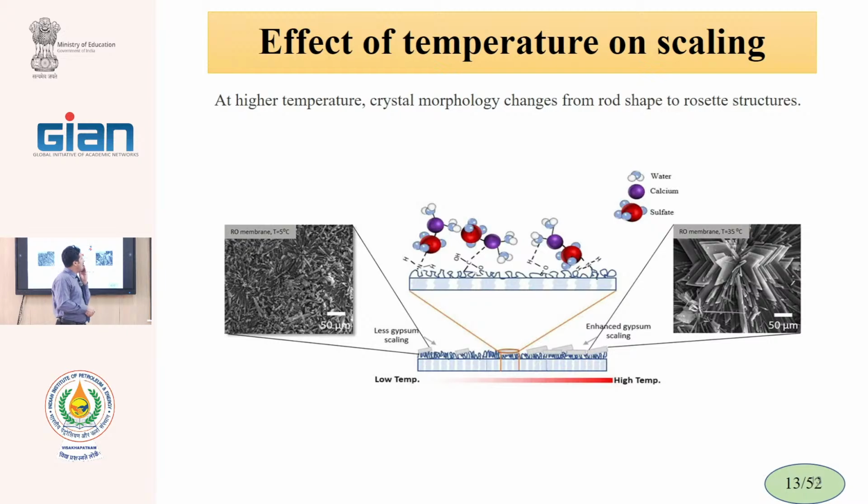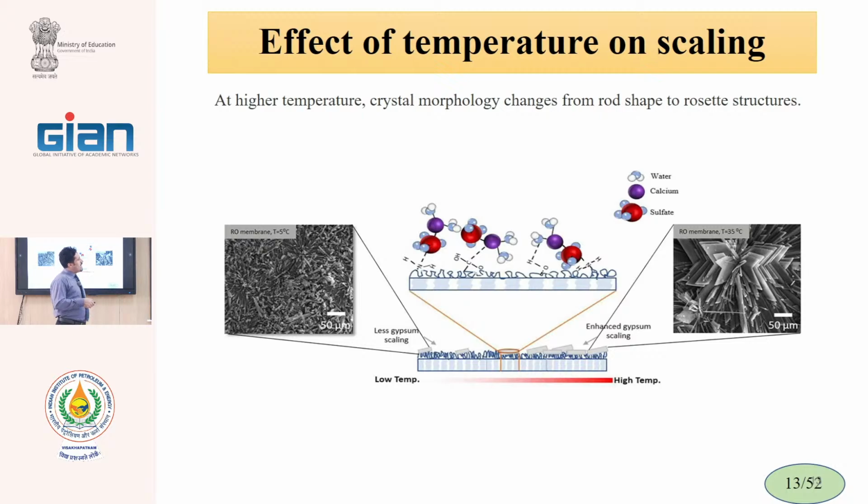The temperature of the feed can be influenced. There are many parameters that can influence. This study shows that when the feed temperature is 5 centigrade, we have less gypsum scaling, and when the temperature increases, we have enhanced gypsum scaling. That shows that, in this case, reducing the temperature can be good.